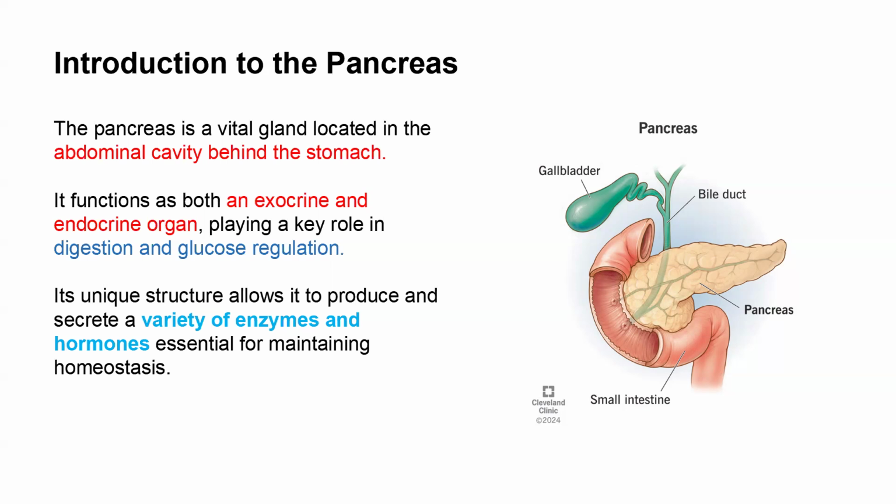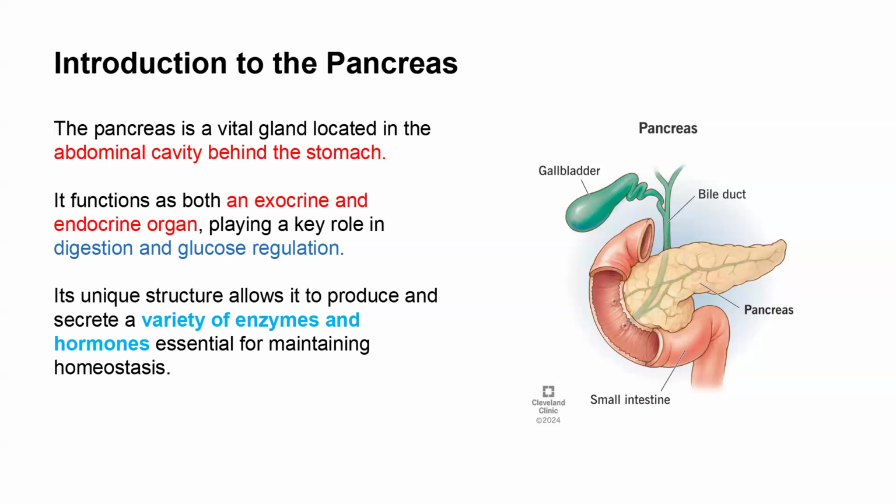It can release substances within a duct. That is why it is called exocrine. And it is called endocrine because it releases hormones that are created in the pancreas and then move to the target organ. So it has both endocrine and exocrine activity, and it plays a key role in digestion and glucose metabolism.